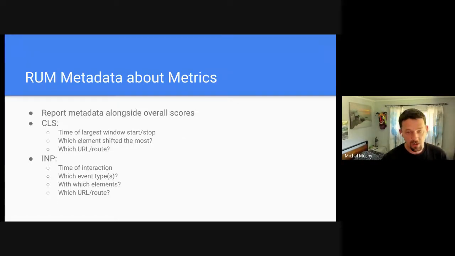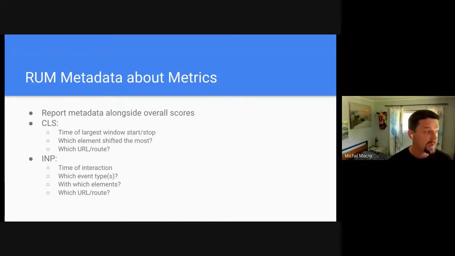So if you are collecting your own RUM metadata or field metrics, not just recording the scores, but also recording metadata about how you generated those scores can be incredibly insightful. So if you are trying to track down CLS issues, it's not just about how much total CLS there was over the life of the page, but what was the time of your largest CLS window? Which element shifted the most?